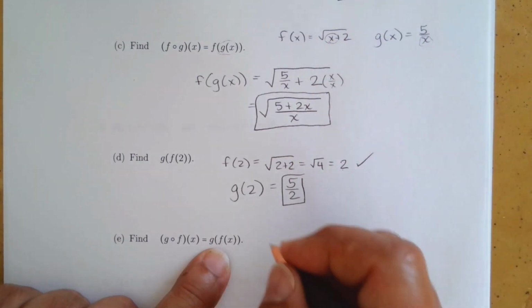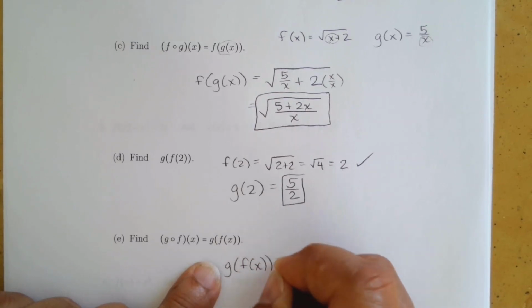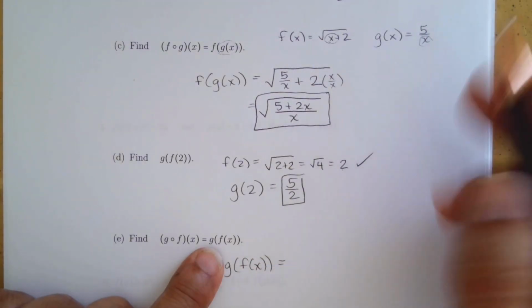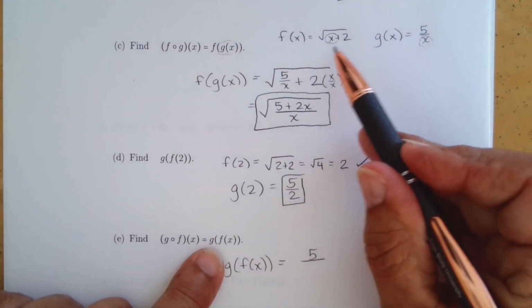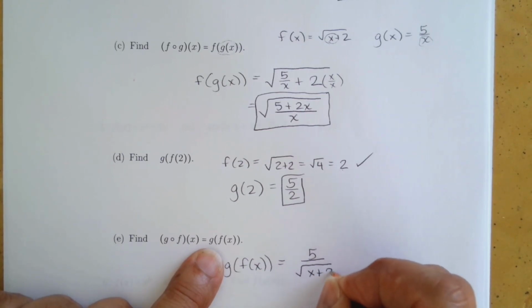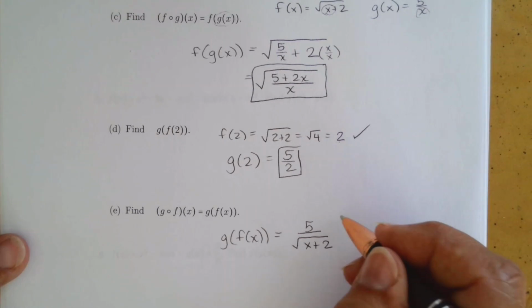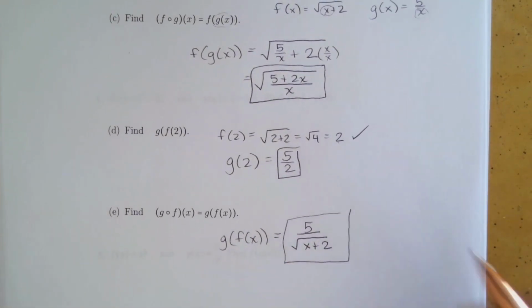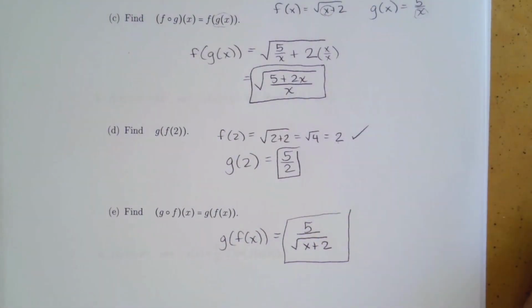Okay? So g of f of x says take function g, 5 over, and in place of x, put in function f, which is that. Okay? All right. So there is your answer for E. So you can see they're not the same. Okay? Not the same.